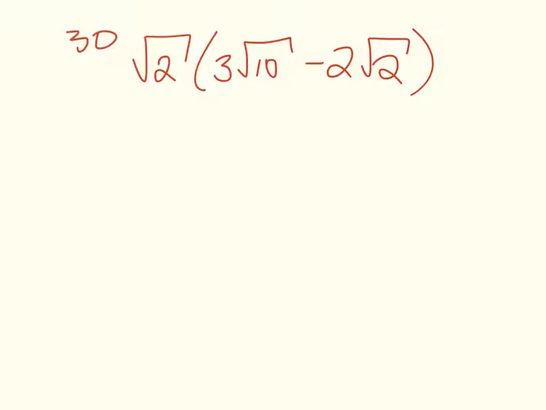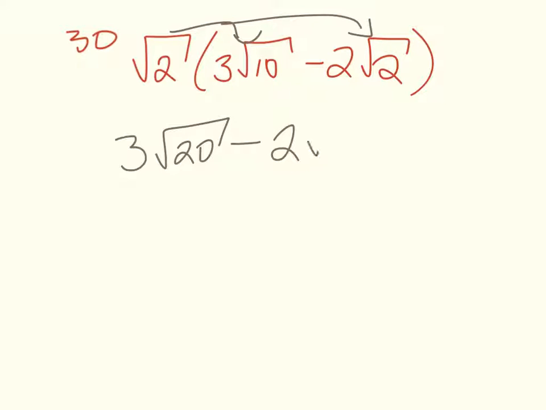Okay, another distribution problem. So what's the first term going to end up being? 3 radical 20 minus 2 radical 4. Okay, now there's a bunch that we can simplify here. Because 20 can be broken down, we're looking for groups of 2, so we take the 20 over here, and we say, well, that's 4 and 5, and then 2 and 2. Of course, the square root of 4 is 2 also.